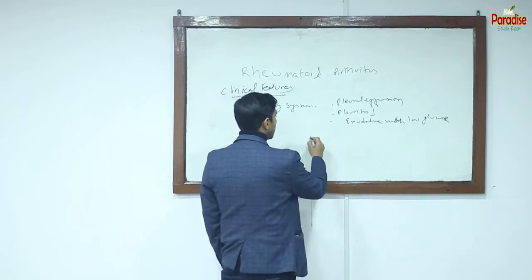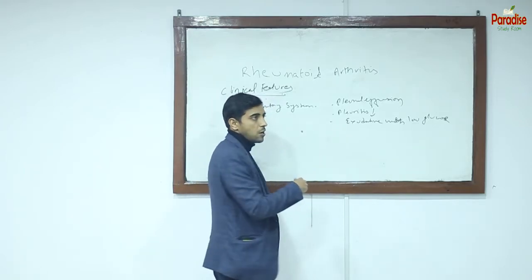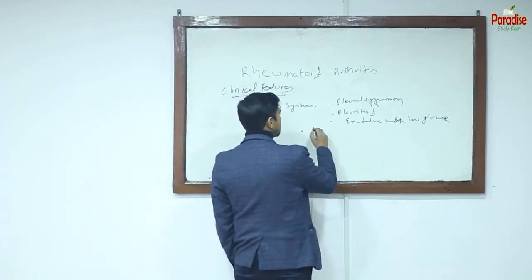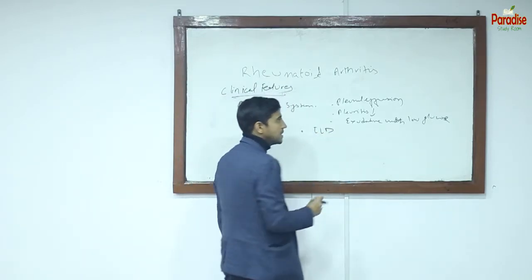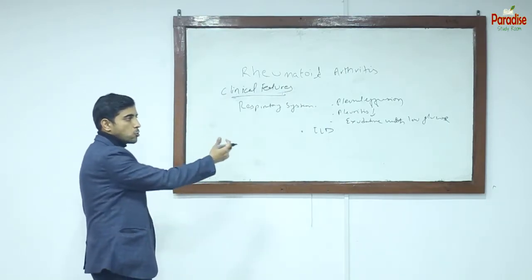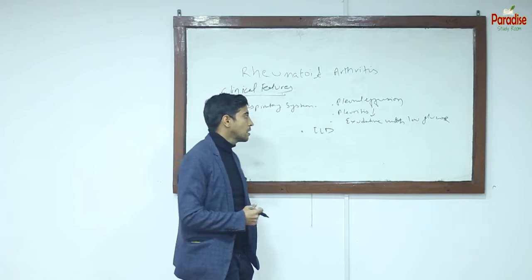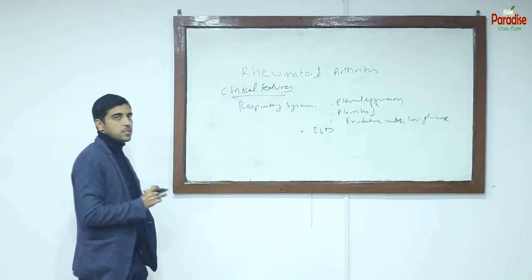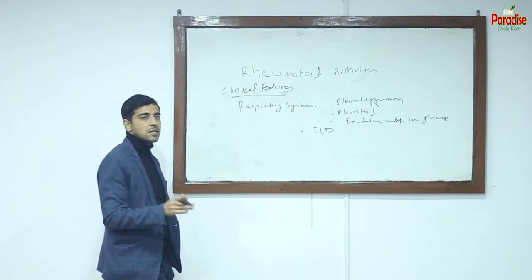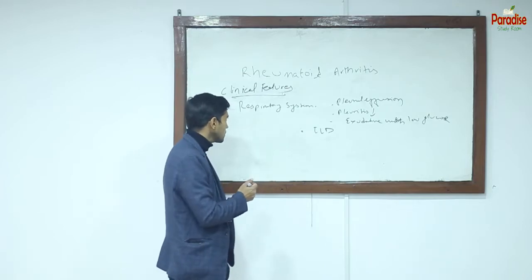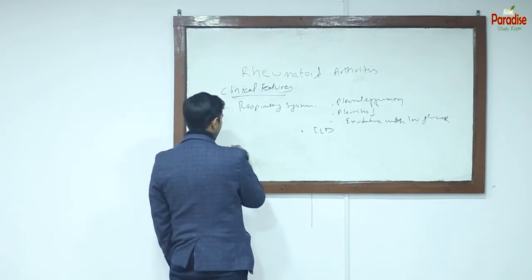Apart from that, it might affect the lung parenchyma in the form of interstitial lung disease, or ILD. So ILD can be caused by rheumatoid arthritis. There are various types of ILDs. I don't want to go into the details of various kinds of ILDs, but just remember that rheumatoid arthritis can cause interstitial lung disease.